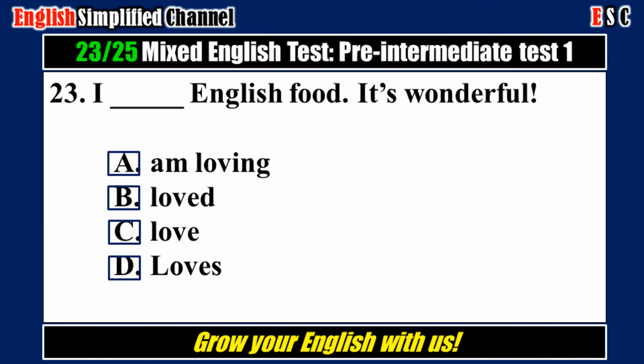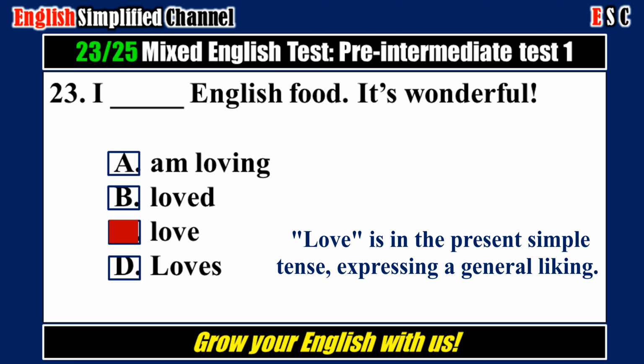23. I, blank, English food. It's wonderful. A. Am loving. B. Loved. C. Love. D. Loves. 23. I love English food. It's wonderful. C. Explanation. Love is in the present simple tense, expressing a general liking.